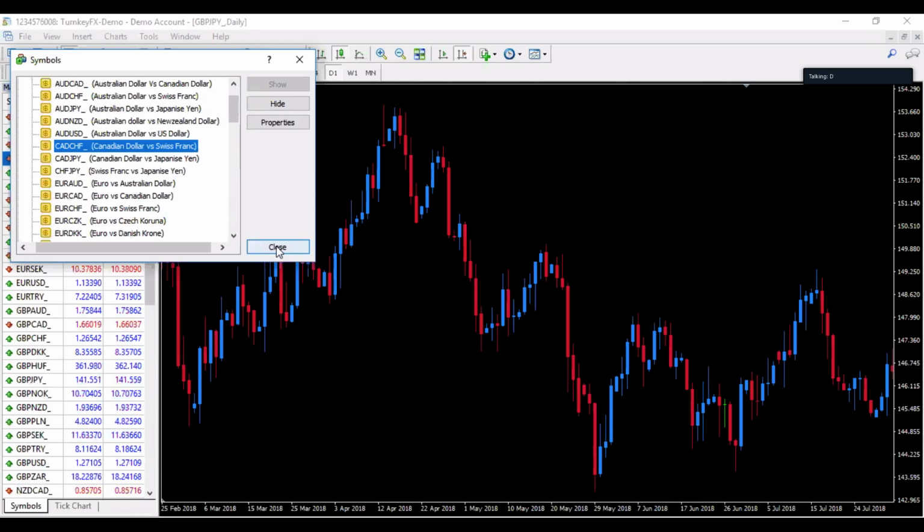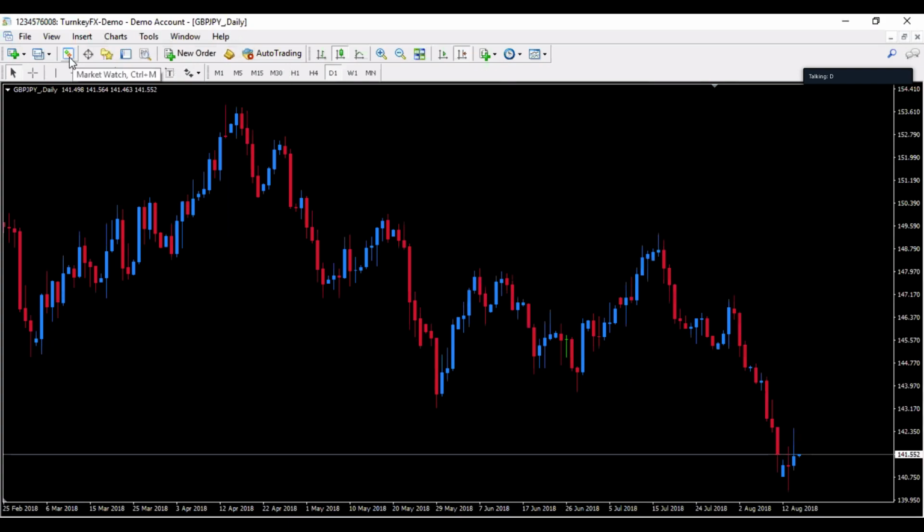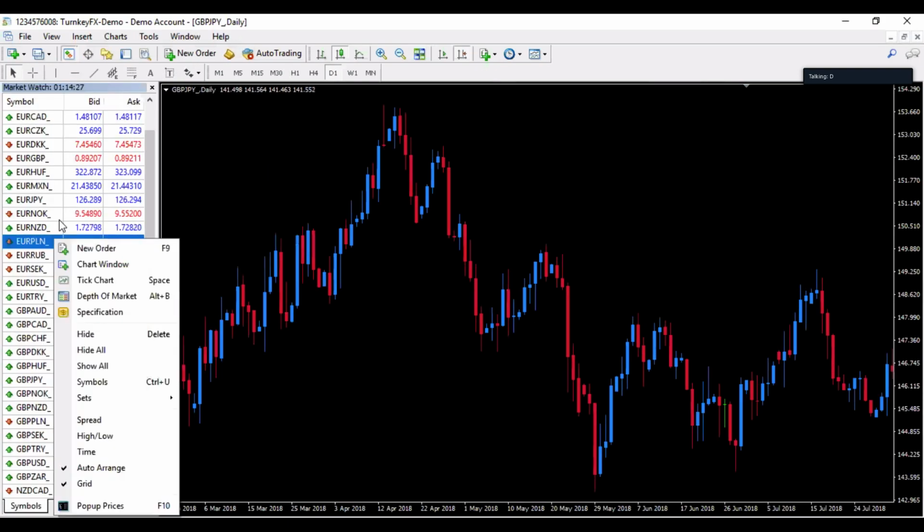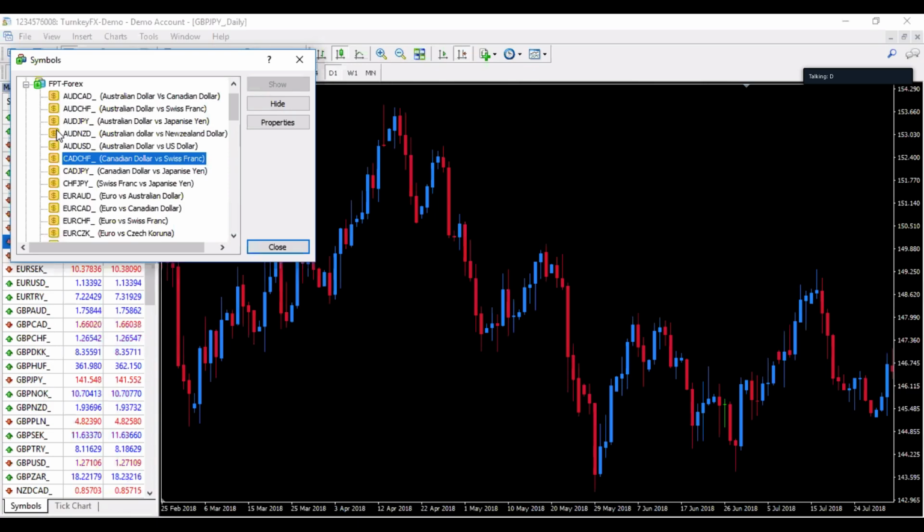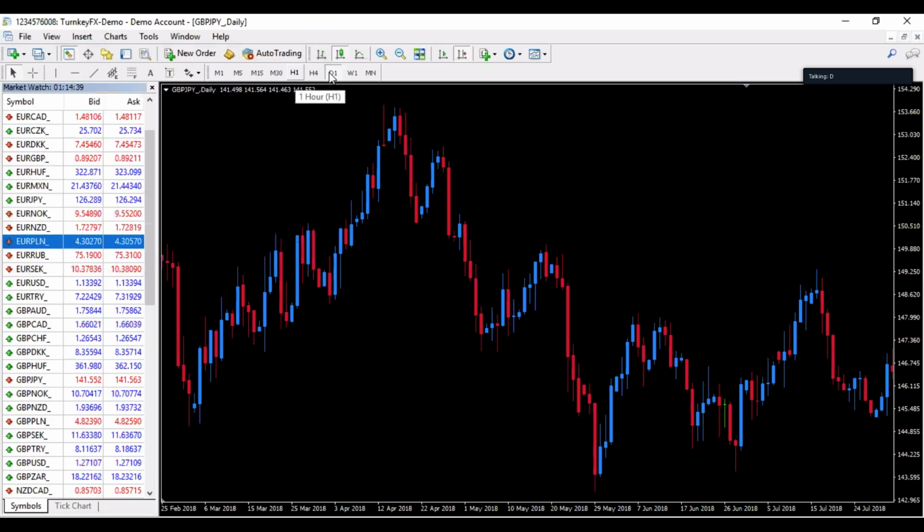Once again, to add pairs to your watch list, you want to go to Market Watch, right click anywhere inside the Market Watch, go to Symbols, FPT Forex, and just double click on the pair that you want to highlight. The time frame is pretty much self-explanatory. Whichever time frame you feel comfortable trading, that's what you want to mark your charts up with, whether you're a scalper, a day trader, or swing trader. And that right there will set the tone for the market activity and how much you're going to be trading.